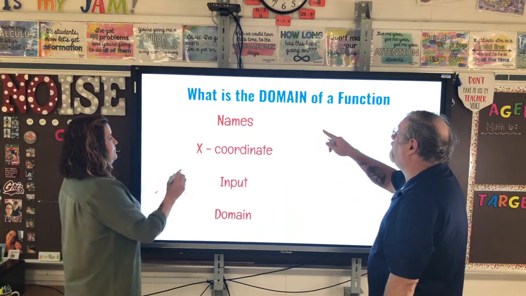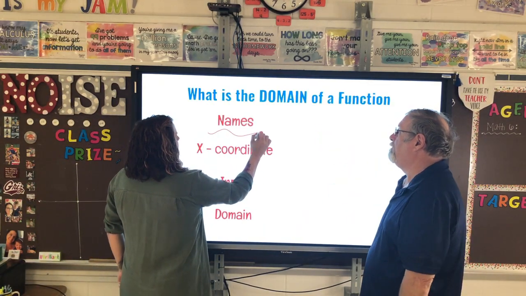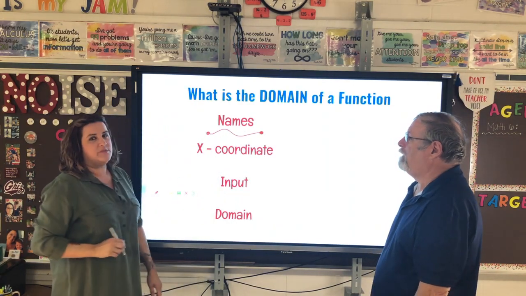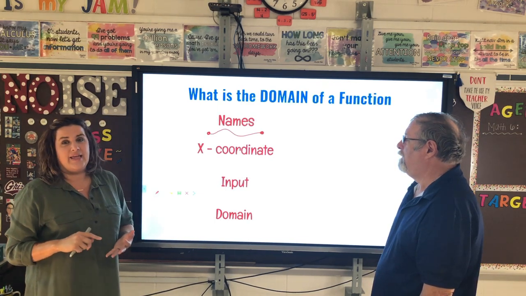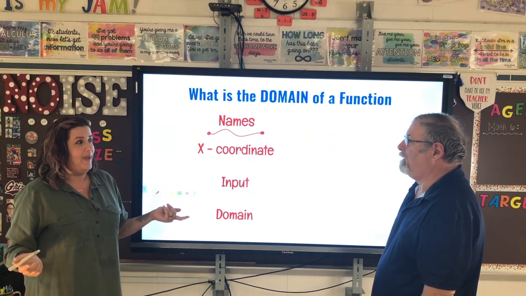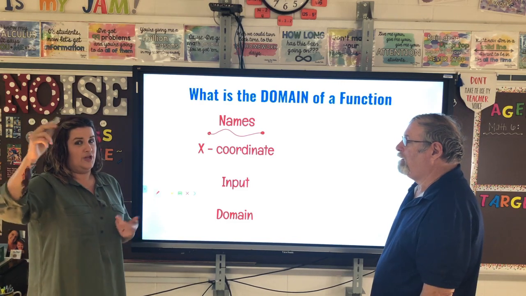So we're going to talk about the domain first. There are a lot of different names for the domain. The domain is the x-coordinate in an ordered pair. It is the input, and sometimes it's just called the domain on one of those circle things that we looked at last time.